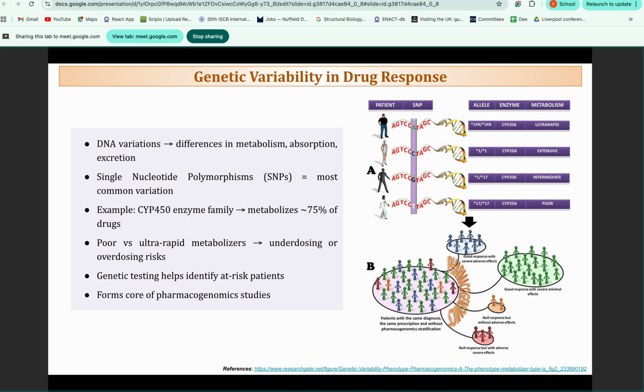So how do they vary? They vary due to these SNPs or other repeats and the number of copies of those repeats which are present. These are the main things which lead to the variations among the genetic material. For example, there is a gene family, the cytochrome P450 enzyme family, which metabolizes 75% of the drugs. Now this is an enzyme, and enzymes are proteins. So how do these proteins arise? They arise from the gene.